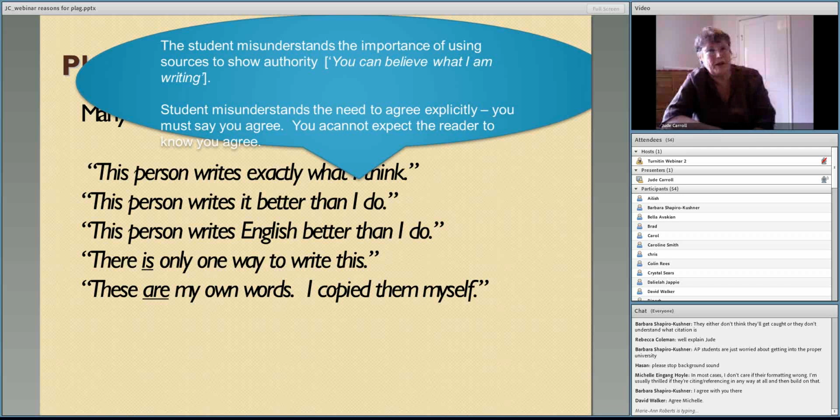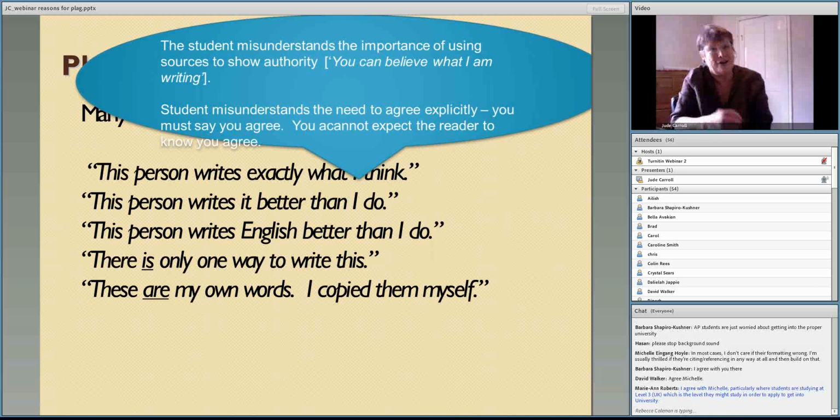Here's the first one. If the student says, this person writes exactly what I think, then reading the bubble, the student misunderstands the importance of using sources to show authority, that authority I was talking about before. The student misunderstands the need to agree explicitly. This is quite important. Many of our students don't know that you can't just imply that you agree. You have to say it. You have to say, I agree. You can't expect the reader to know.